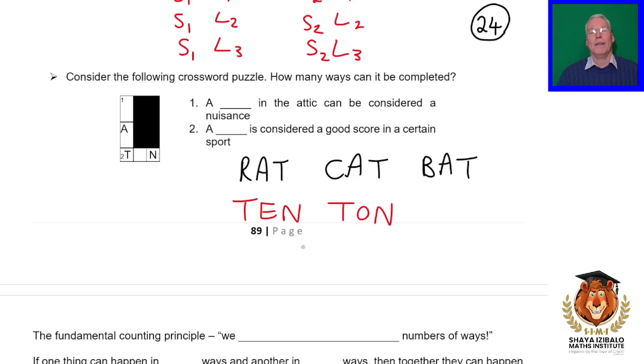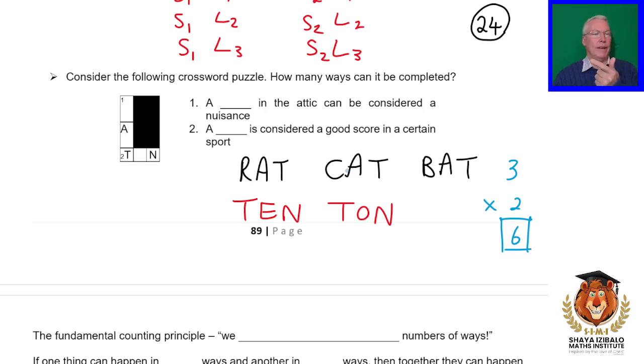Now, how many total different options have we got? And once again, we're going to multiply the number of choices. We've got 3 choices here, and we've got 2 choices here. There will be a total of 6 different ways we can fill this crossword in. I'm going to say them to you. Rat with 10.